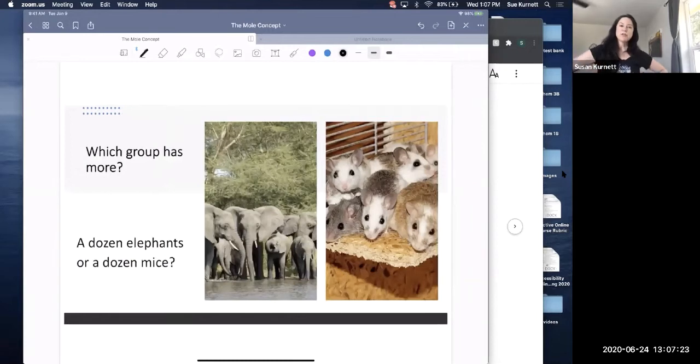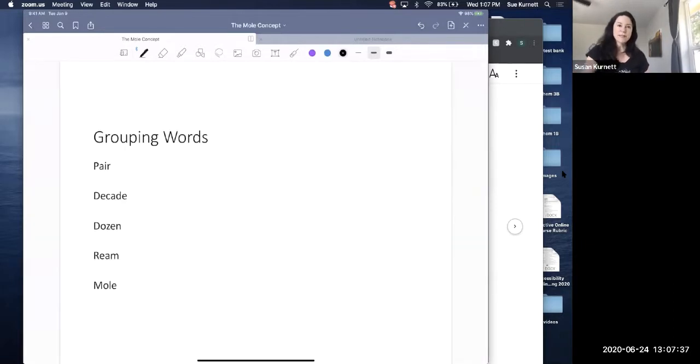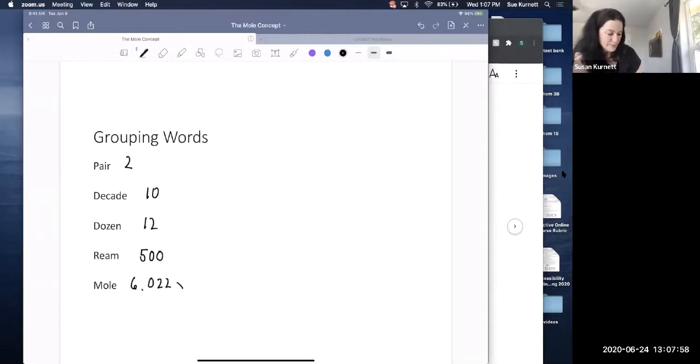Okay, so which group has more, a dozen elephants or a dozen mice? And the answer is, well, a dozen is a dozen, so they have the same number because a dozen is a group. There are other grouping words. For example, pair means 2, and decade means 10. Dozen means 12. Ream means 500. A ream of paper is 500 sheets of paper. And a mole is 6.022 times 10 to the 23rd. It's just a large group.